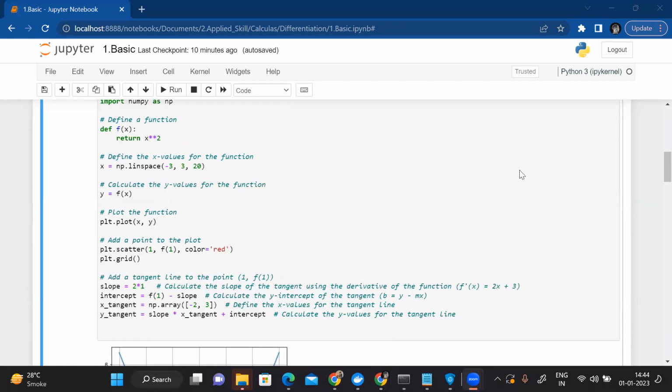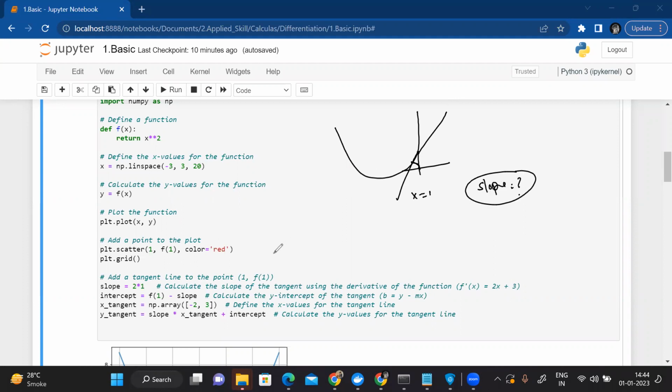Okay, so basically this is your curve, and let's suppose this is a point, x equal to 1. At this point, this will be our tangent line. We need to find the slope. So how can we find the slope? Using the concept of derivative, actually.